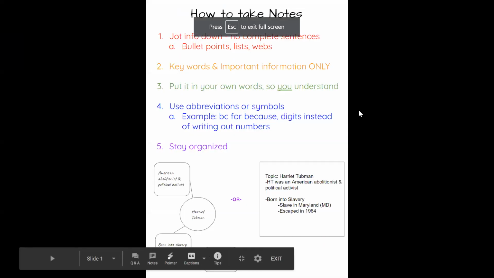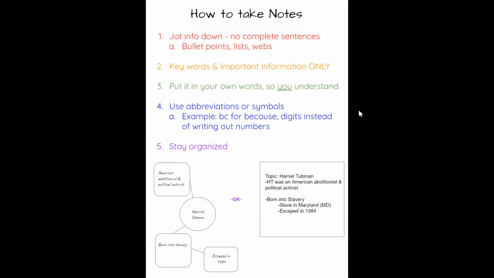So just like we would use in class with a highlighter and paper, do not write complete sentences down. Do not write a ton of information. You're only looking for keywords and important information, just like we would highlight in school, okay? You're going to put the words in your own words so that you understand it. You can use abbreviations or symbols, pictures, however you are going to understand the information, and the notes that you take are how best you're going to write them down.